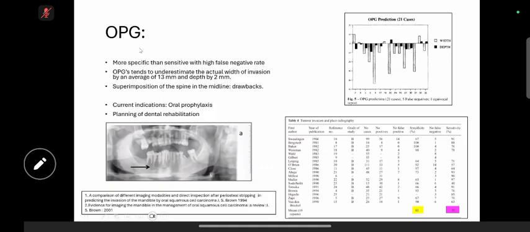Coming to the OPG, it is more specific than sensitive with a high false negative rate. OPG tends to underestimate the actual width of invasion by an average of 13 mm and depth by 2 mm. Another drawback of OPG includes superimposition of the spine in the midline. So the current indication for OPG is oral prophylaxis and planning of dental rehabilitation. It has a specificity of 81% and sensitivity of 76%.